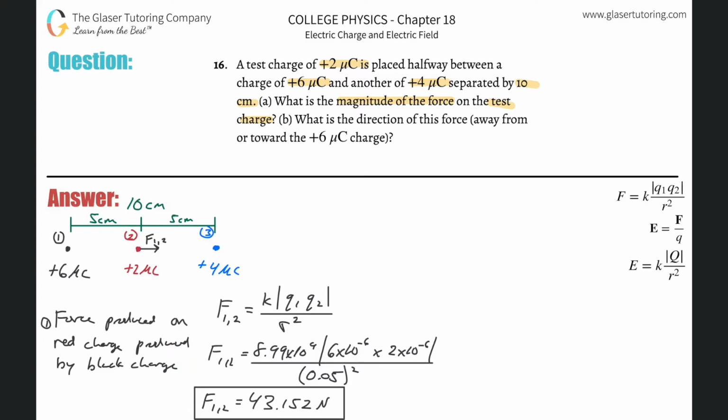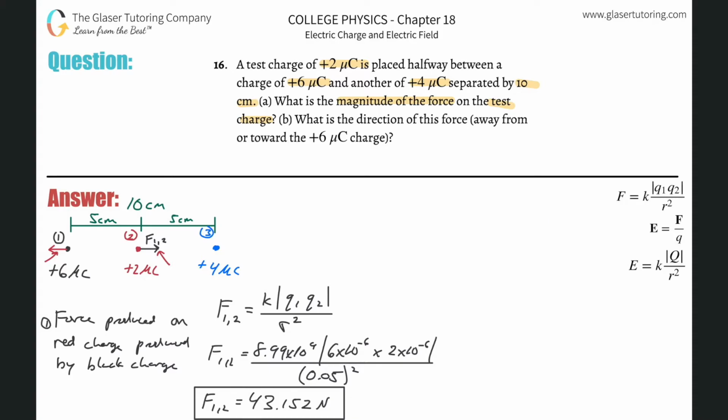So I know this particular force over here, and remember, if I had to draw the other vector, the force that the red charge is producing on the black charge, it would have been pointing in the opposite direction, and it would have been the same value. This also would have been a value of 43.152 newtons. Okay, so this one is a value of 43.152, and most importantly, since the question's asking me about this, it is also 43.152, pointing to the right.